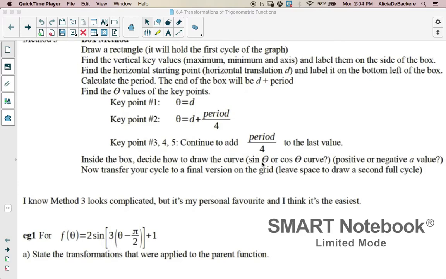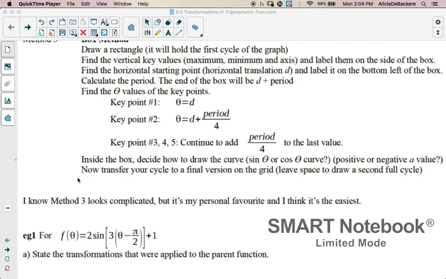So you have to think about, well, is it a sine curve or is it a cos curve? Remember, the sine curve starts on the axis and goes up to the max, then down to the min. The cosine curve starts at the max, then goes down and back up. Then you have to think about, well, is it a positive or a negative a value? So do I need to reflect that curve inside the box?